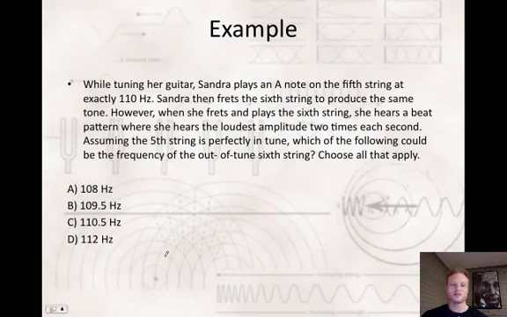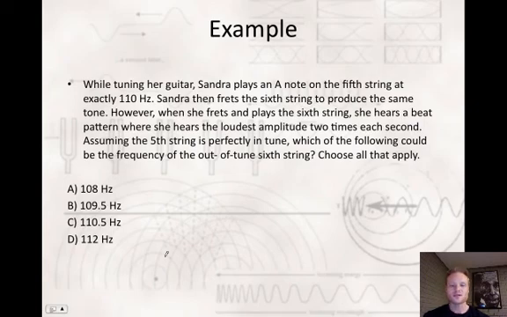This might make a little bit more sense. While tuning her guitar, Sandra plays an A note on the 5th string at exactly 110 hertz. Sandra then plays on her 6th string the same exact note, or tries to produce the same tone. However, when she plays the 6th string, she hears a beat pattern. So right now we know that it's not in tune because we're hearing two different frequencies. She hears the loudest amplitude 2 times each second.